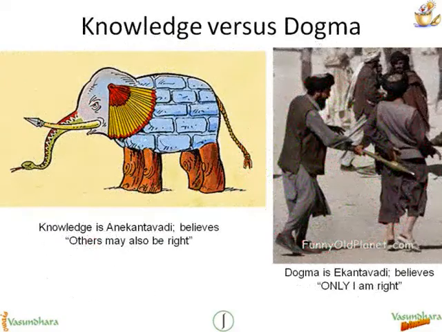Knowledge is anekantavadi, it believes others may also be right. Remember this elephant from part one? However, dogma is ekantavadi, believes only I am right.